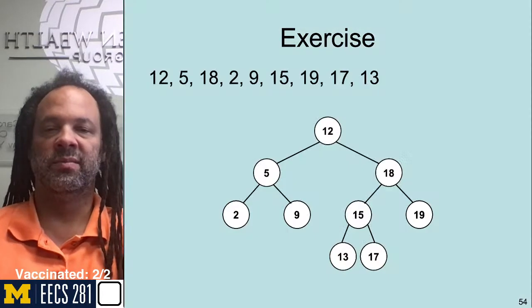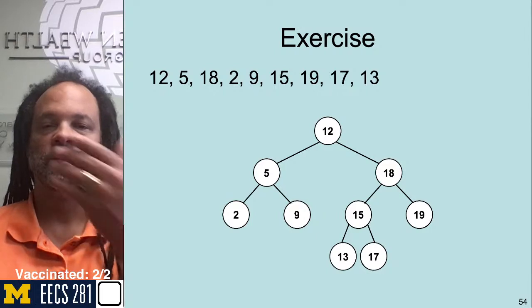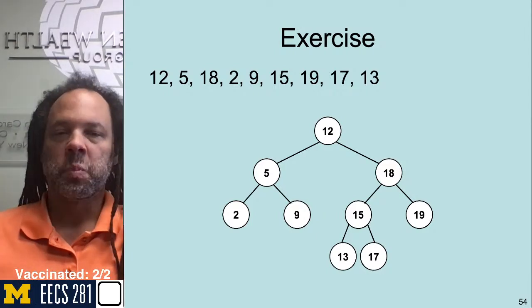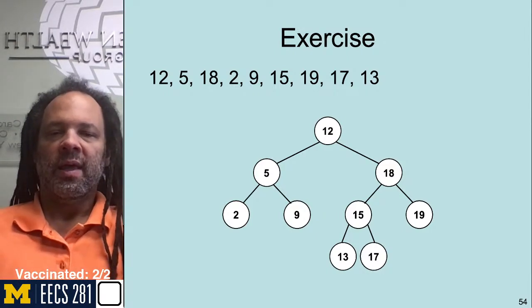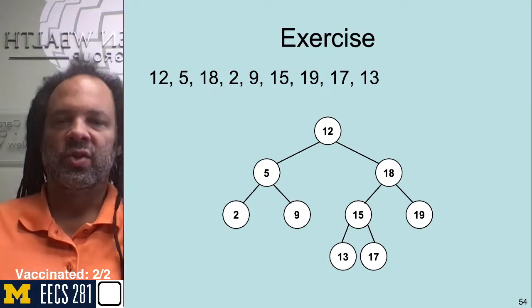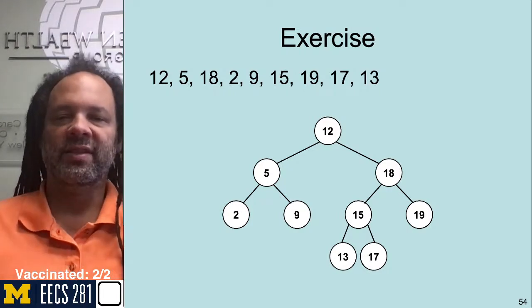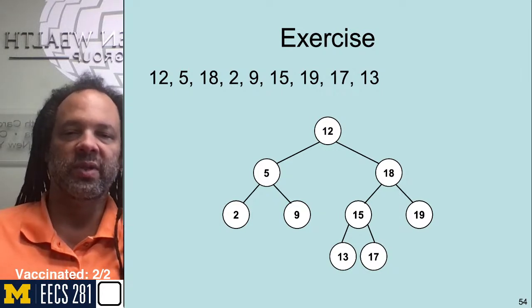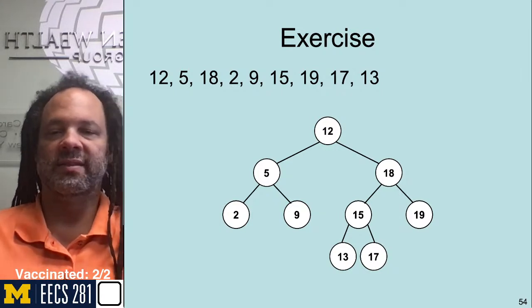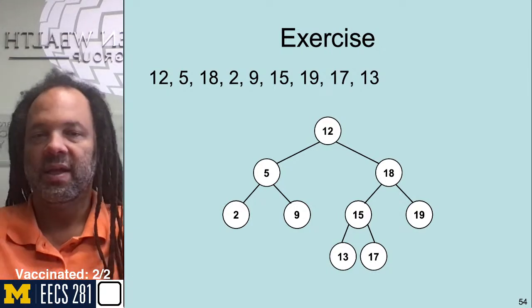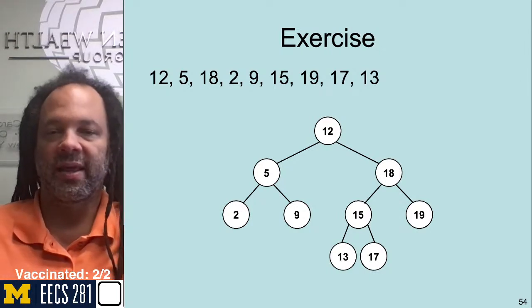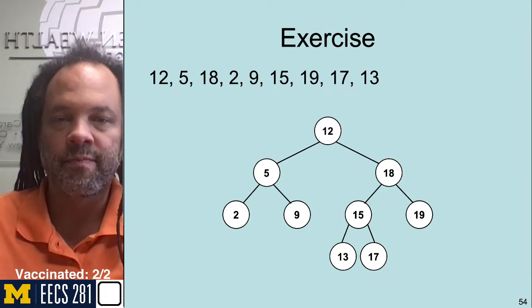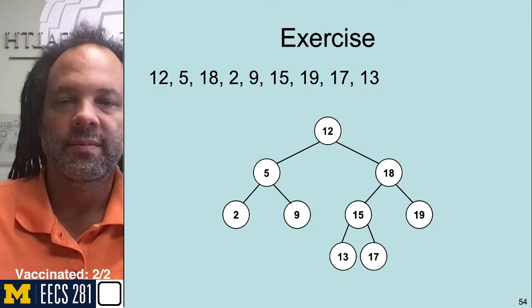How does this look? There's my tree. I've inserted 12. 5 is less than 12, so it goes to the left. Put it there. 18 is not less than 12. It goes to the right. 2 is less than 12, less than 5. It goes to the left, goes to the left. 9 is less than 12, but not less than 5. It goes left and then right.